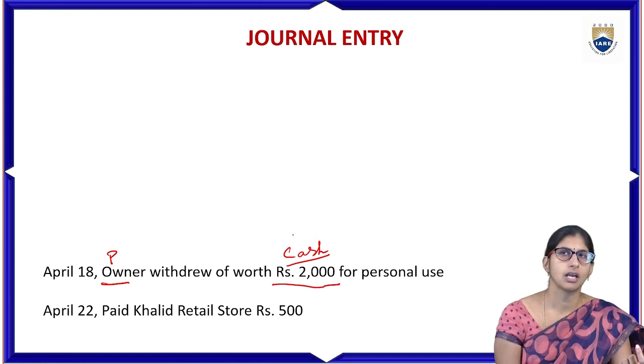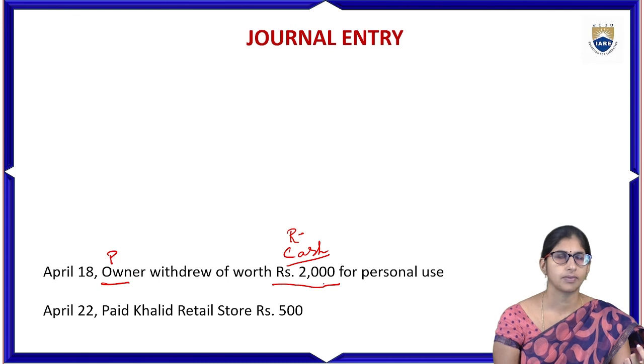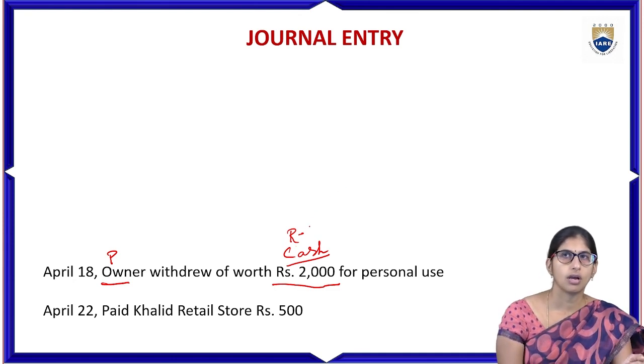So cash is the real account which is hidden in this particular transaction. As per cash, real account, debit what comes in, credit what goes out. Here, is cash coming into the business or going out of the business? Cash is going out of the business to the owner. So it is going out. That means credit. Cash is going out.